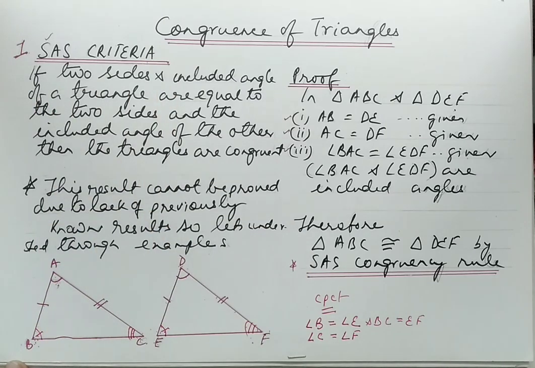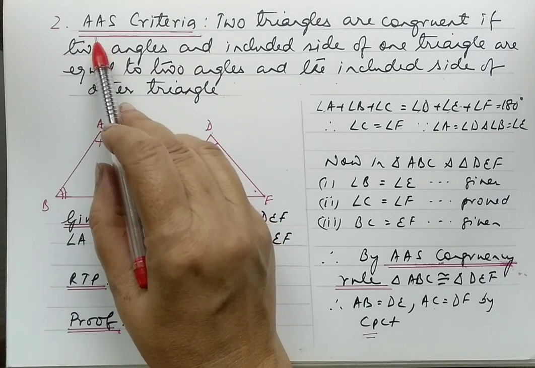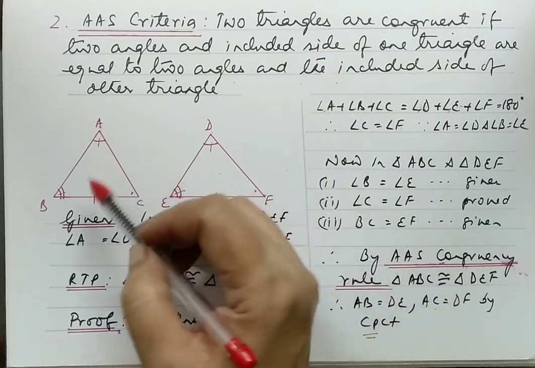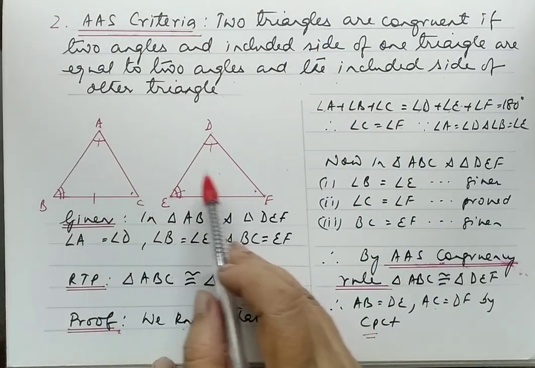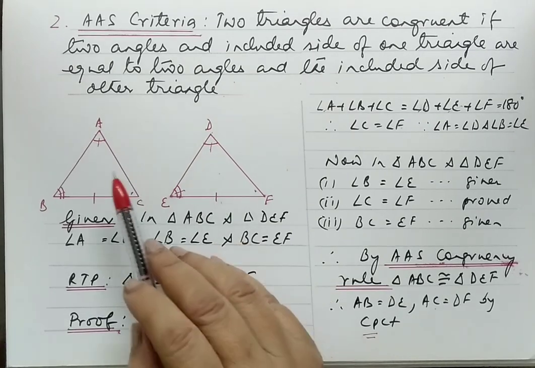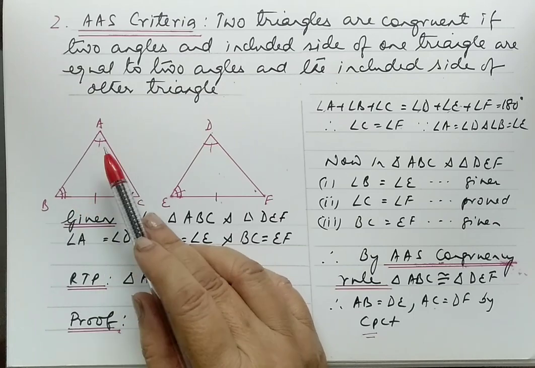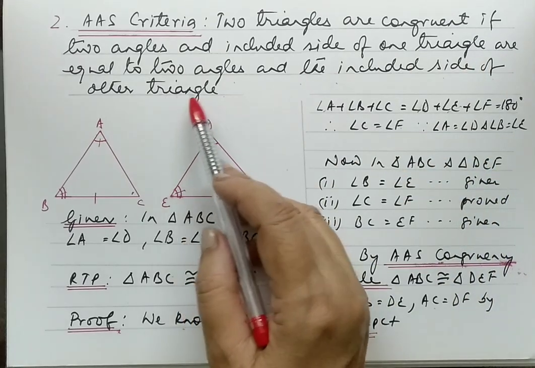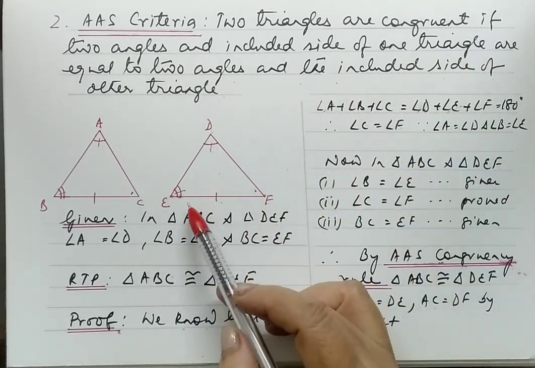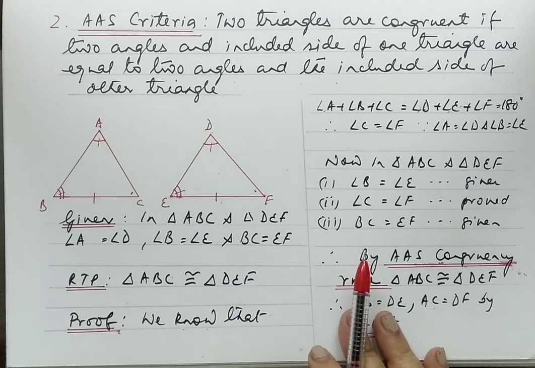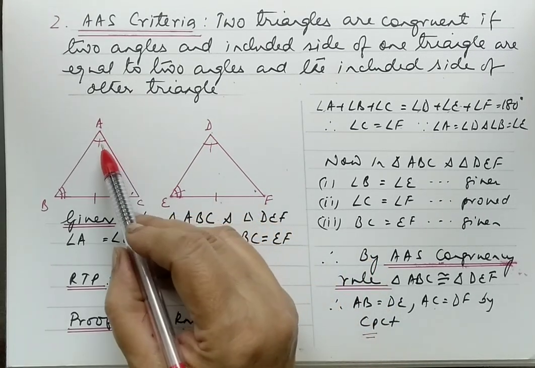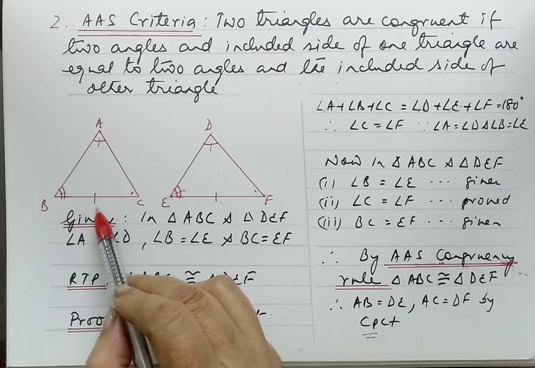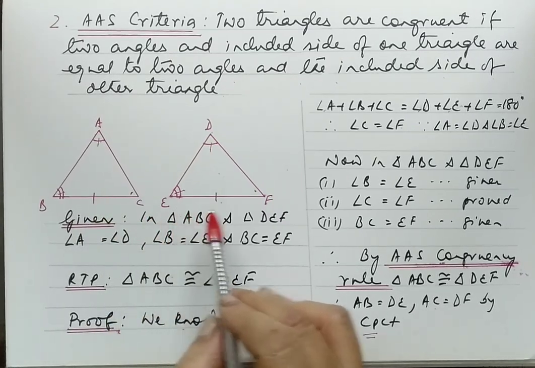Alright guys, the second criteria, AAS criteria. What we find is that there are two triangles given, and we have to prove their congruency. If two angles and the included side of one triangle are equal to two angles and the included side of the other triangle. Here they have given A equals D and B equals E, and they have given this side BC equal to EF.